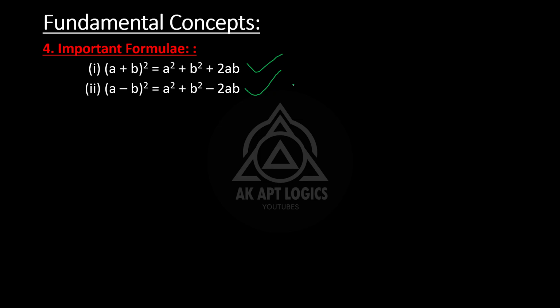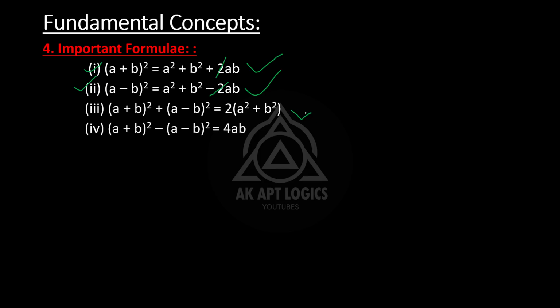The next formula is (a plus b) whole square plus (a minus b) whole square equal to 2 of (a square plus b square). This is nothing but the addition of these two, right? The third one is nothing but the addition of these two. If you perform addition of these two, the 2ab terms will be cancelled, and the result will be 2a square plus 2b square. When we take the common 2, it will be 2 of (a square plus b square). I hope you understand.